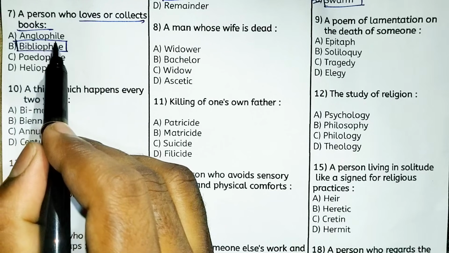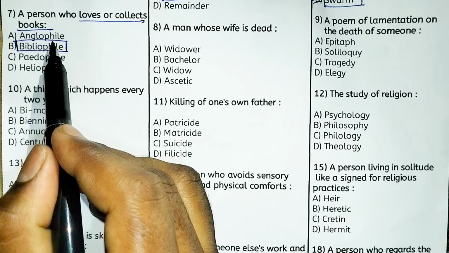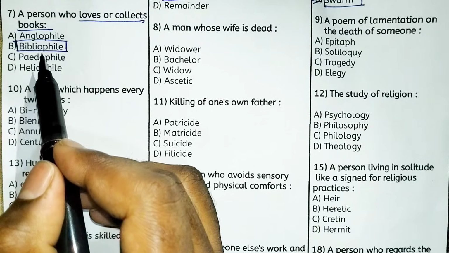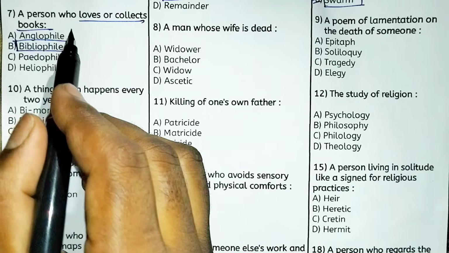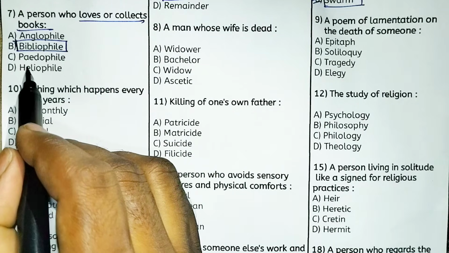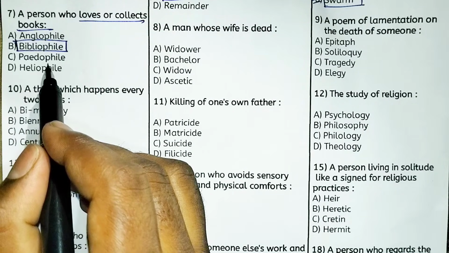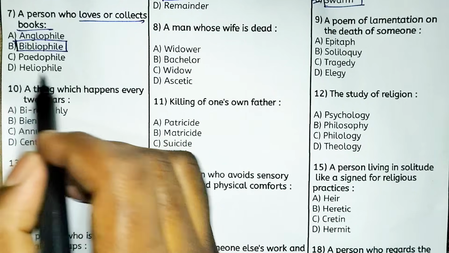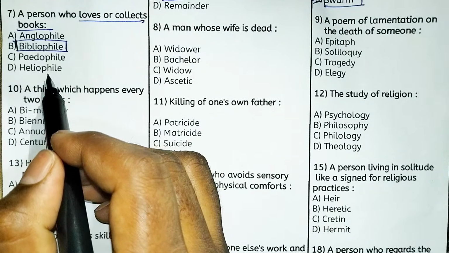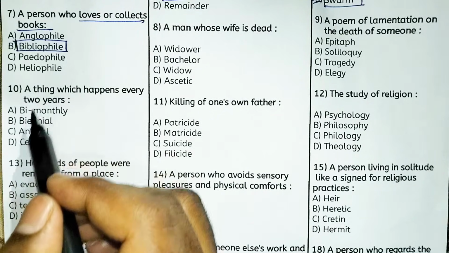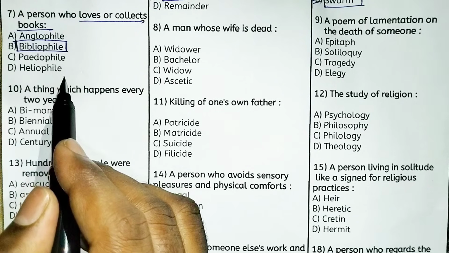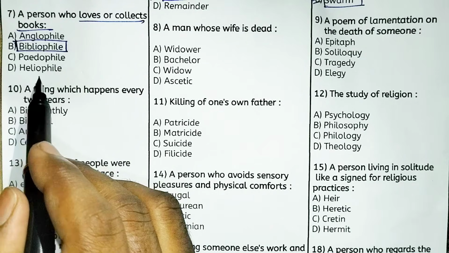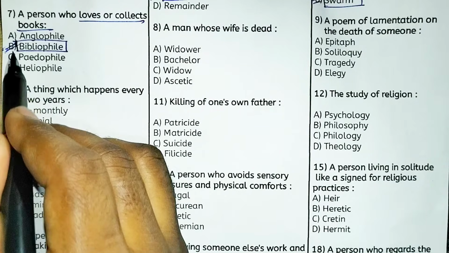Okay, so what is the meaning of Anglophile? So Anglophile means a person who loves English culture. Okay, that is Anglophile. And pedophile means criminal interest in children. That is one kind of pedophile. And what is the meaning of heliophile? Heliophile means love sunlight. That is heliophile. So option B is the right answer.